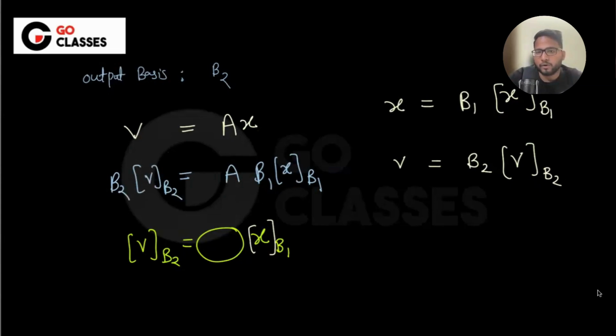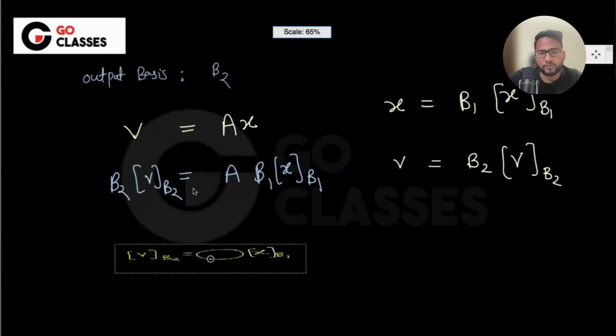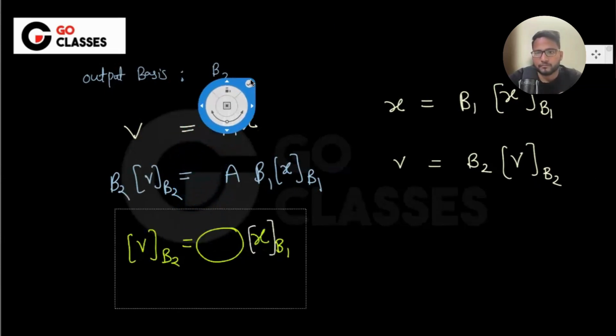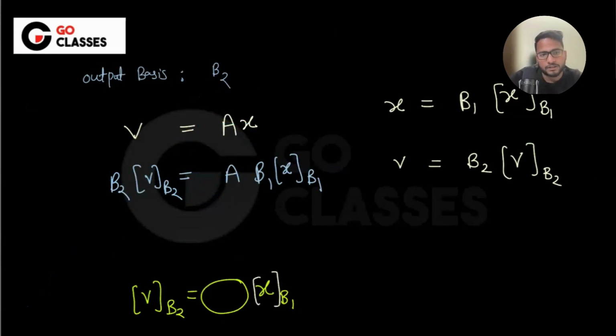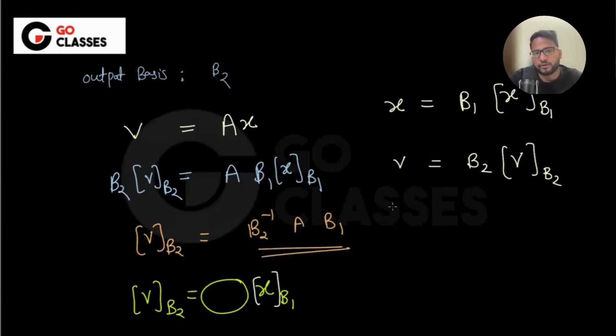And then what do you ultimately want? You want this V of B2, right? So what should be the V of B2? You can easily see this V of B2 will be B2 inverse A B1 times X of B1. Let me know if this matrix is okay to everyone, how to find this matrix. Is this okay?